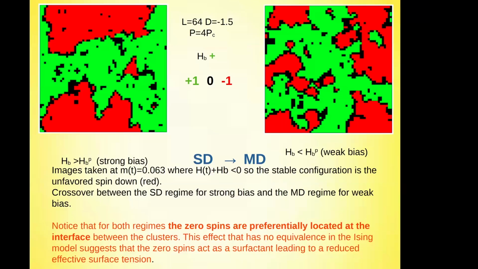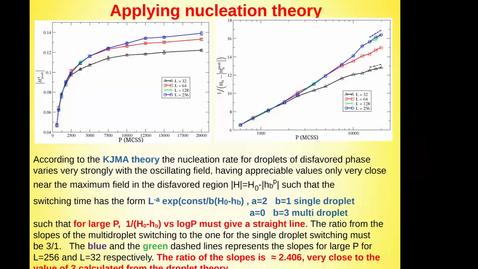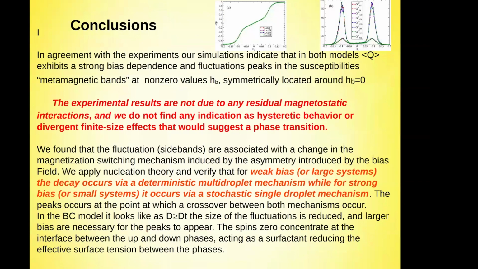With this zero spin in the middle, basically here in the Blume-Capel model, this effect that they become like a surfactant occurs very close to the tricritical point. And this indicates that the zero spins act as a surfactant.